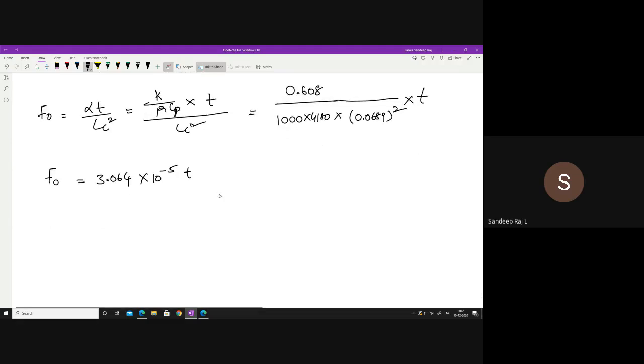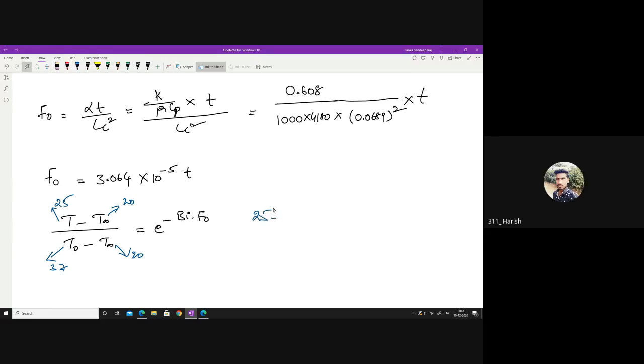That is your Fourier. Now let's move on to the formula: (T minus T infinity) by (T naught minus T infinity) is equal to e power minus Biot into Fourier. In the question, T infinity is given as 20 degrees centigrade. This is also 20. When the person is alive, the temperature of the body is 37. When he is found dead, it is 25 degrees centigrade. So substitute the values.